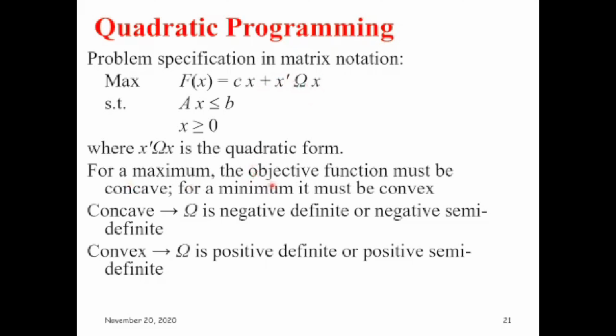For a maximum, the objective function must be concave. For a minimum, it must be convex. Concave implies that this quadratic form omega is negative definite or negative semi-definite, and for a minimum, when it's convex, it implies that omega is positive definite or positive semi-definite.